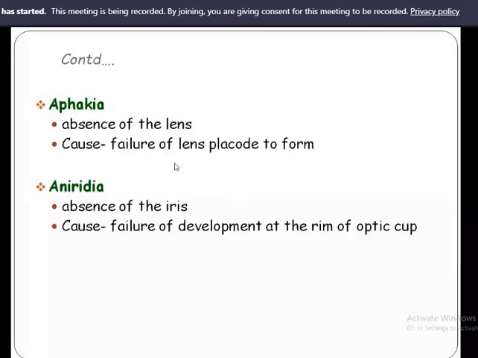Aniridia, absence of the iris, is caused by failure of the development at the rim of the optic cup, where the iris develops.